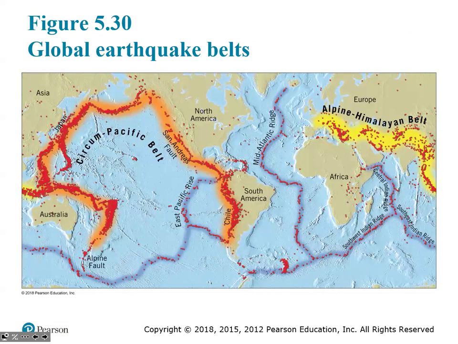So there's the Alpine Himalayan Belt here producing earthquakes. The Circum-Pacific Belt produces a lot of earthquakes. These are some of the more common places for earthquakes. And another place that has some but not as many are things like these along the mid-ocean ridge systems. There are earthquakes.